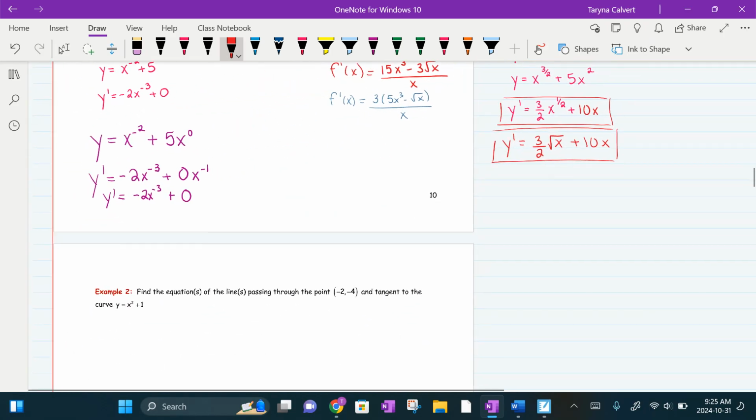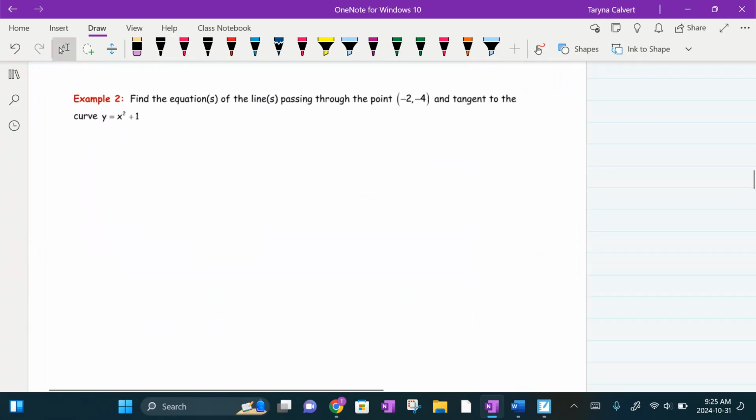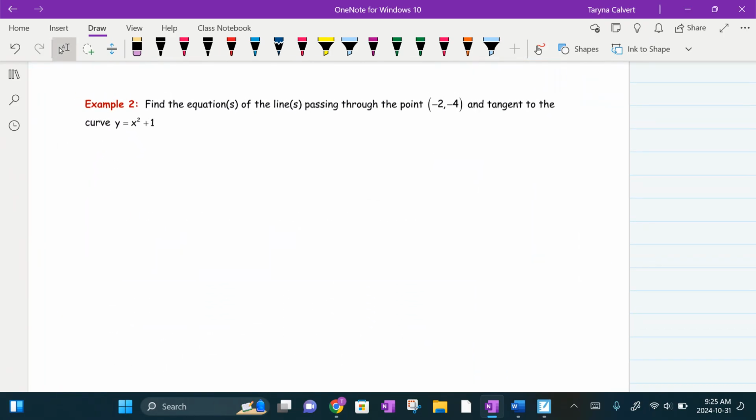So now what you guys are going to do, example 2 just says find the equations of the line or lines passing through a point and tangent to the curve y equals x squared. So is this a little bit different than what you're used to? So problem solve it, and we'll talk about it in 10 minutes.